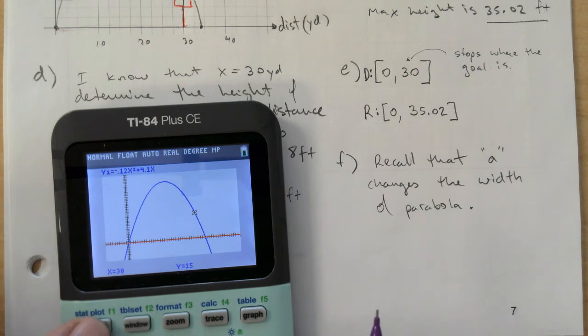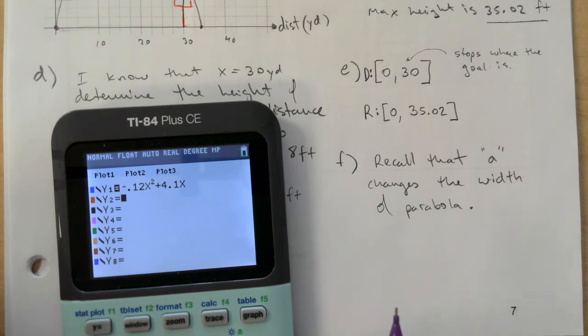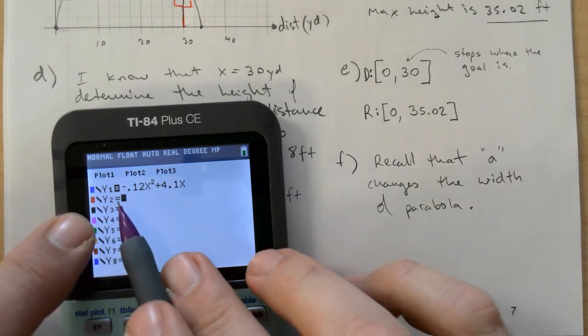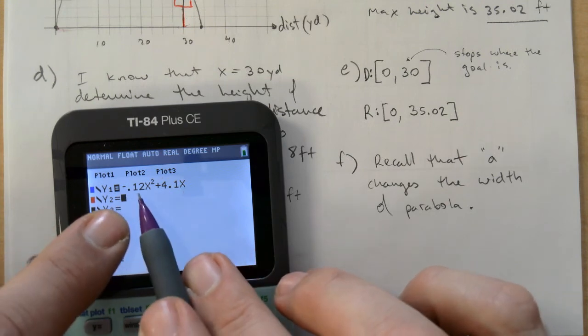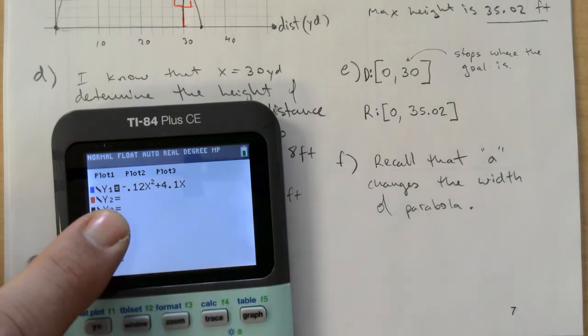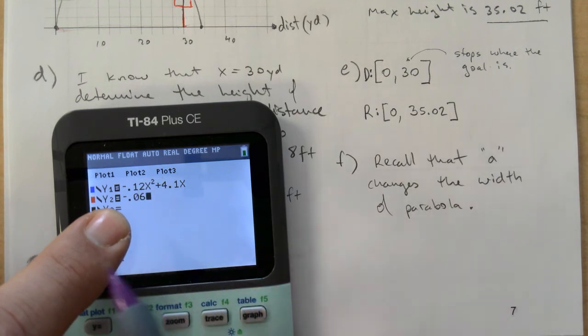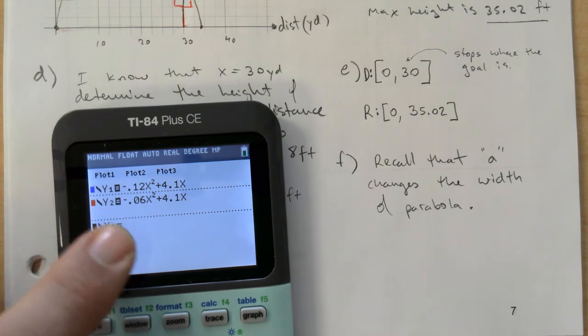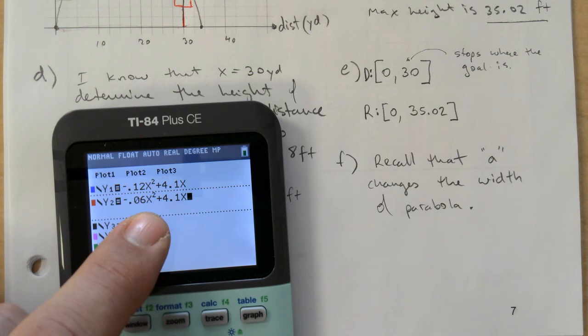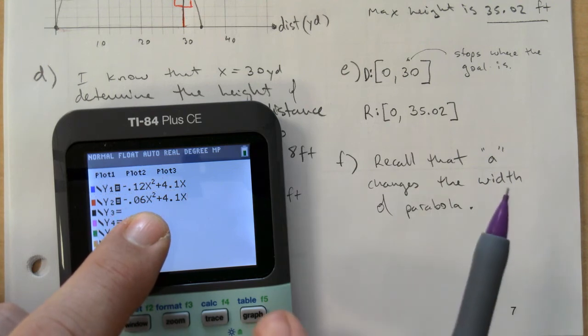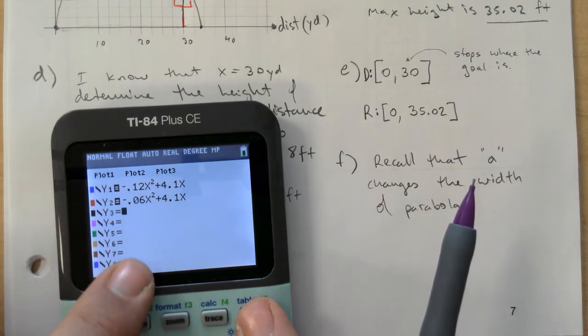So what I'm going to do is go to y equals. I'm going to clear whatever's in there. And I'm going to try to go with what I already have, but I'm going to put in a different a value. So let's say you go negative 0.06, let's split this in half, x squared plus 4.1x. I leave everything else as is. Don't write it down yet. Just graph them both simultaneously.